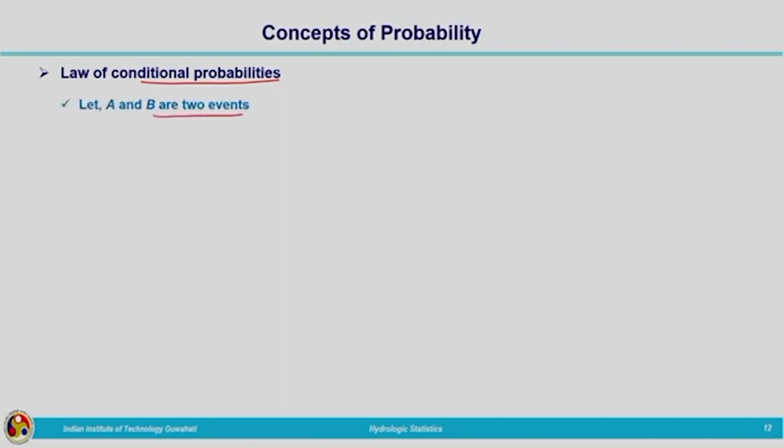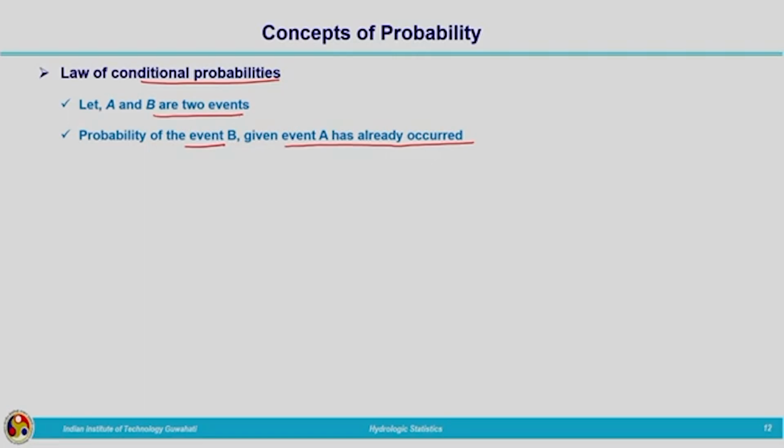So, let capital A and B are two events. Probability of the event B given event A has already occurred. Two events are there represented by A and B. We are going to calculate the probability of occurrence of a particular event, but the other event has already occurred. There is a condition that the other event has already occurred.